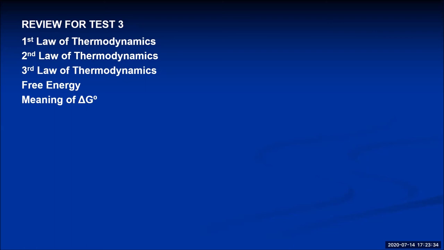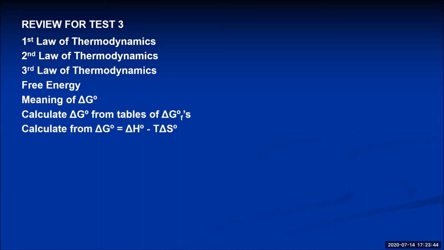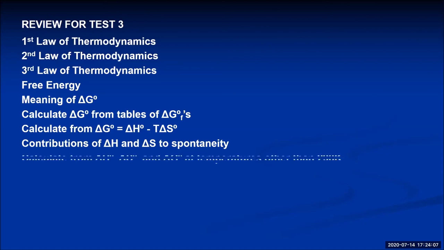And I want you to be able to calculate the numerical value of delta G naught from tables of standard free energy of formation, our thermodynamic table found on handout 5. You should also be able to do calculations based upon this relationship, delta G naught equals delta H naught minus T delta S naught. So if you know two of the three thermodynamic functions, you should be able to figure out the last one. And particularly for the free energy change, I want you to be able to discuss the contributions of delta H and delta S towards making a reaction spontaneous or not.